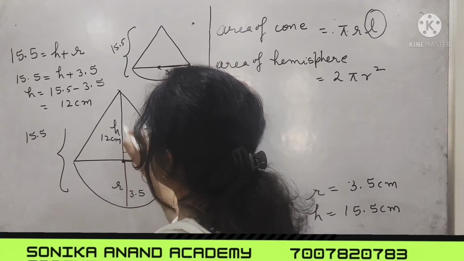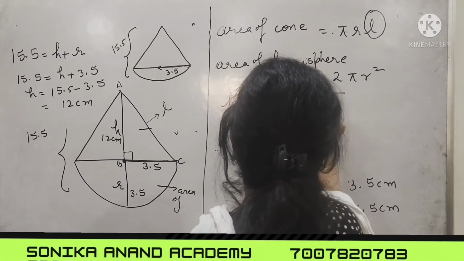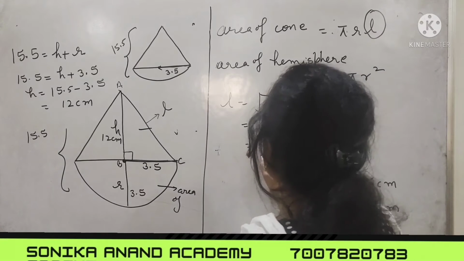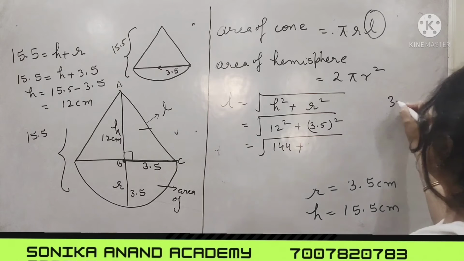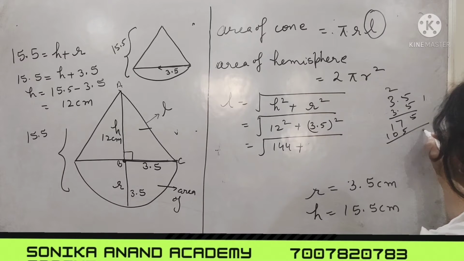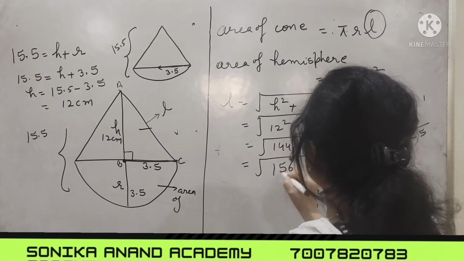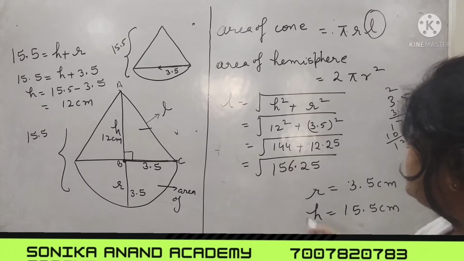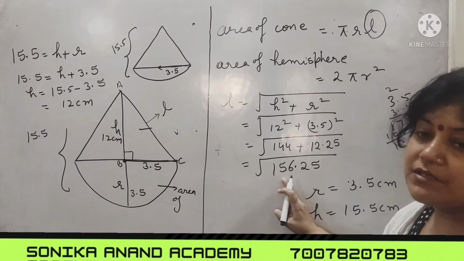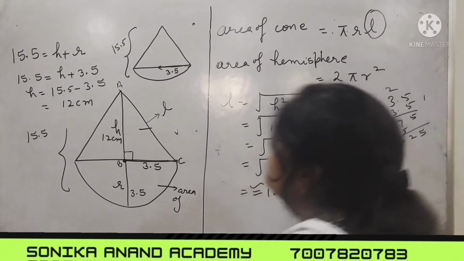Okay. Now in order to find the slant height, we can take this as a Pythagoras theorem. So value of L can be calculated as the square root of h square plus r square. So we get 12 square plus 3.5 whole square. Now when we solve, we get 144, and here we get 12.25, which is equal to 156.25. Okay, this is the value of L squared. So now this is greater than 12 but less than 13, because the square root of 169 is 13. So we can take approximately 12.5. Approximately, value of L.